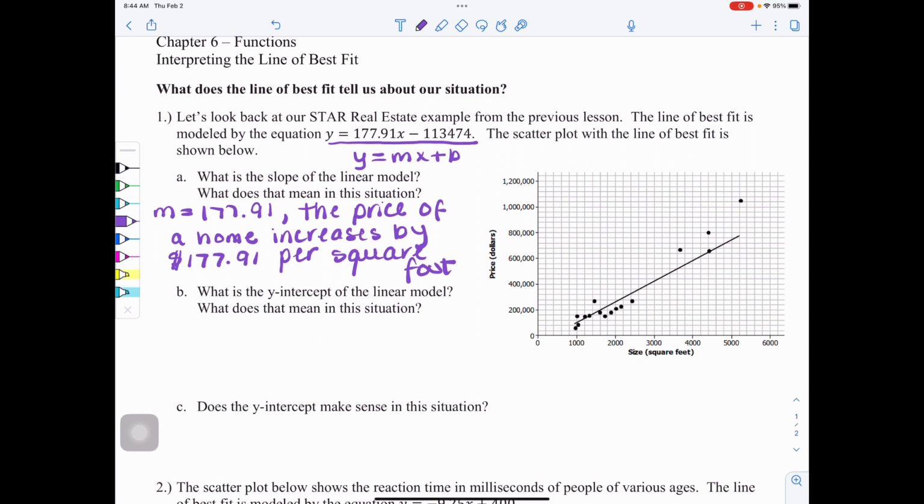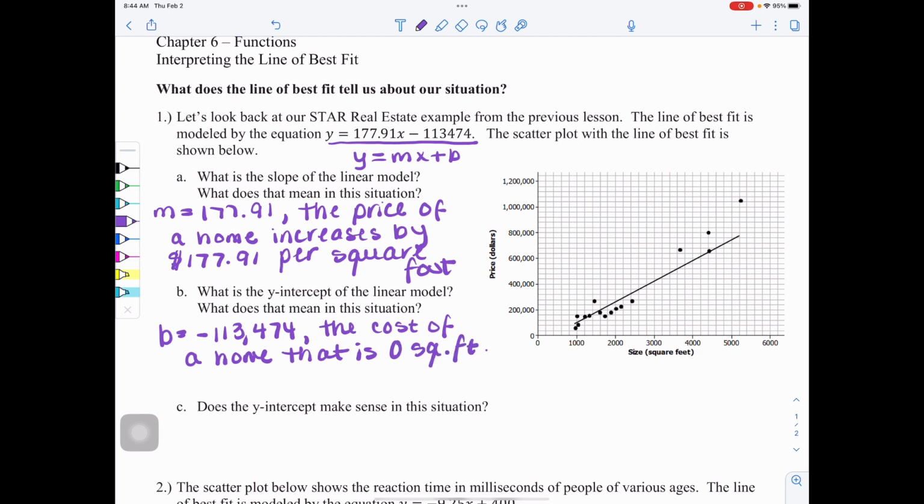Again, following y equals mx plus b, you would see that the y-intercept is the negative 113,474 number. Now, what does this mean? Remember, this is data, so we're trying to describe it in terms of the data that we have here. We're going to say the cost of a home that is, now let's think of what y-intercept means. If you're a y-intercept, you're on the y-axis, which means your x value is always zero. So that means our square footage is zero. So the cost of a home that is 0 square feet costs -$113,474.